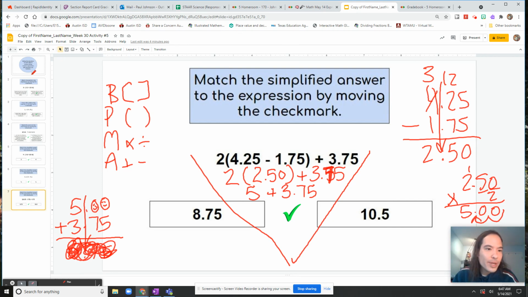We got 1, 2, 3, 4, 5, 6, 7. Oh no, 6 activities. 6 sheets. So remember, the first 3 are just choosing whatever the correct answer or whatever the best explanation in words was for the expression. The second part is just completing those expressions, just like yesterday.